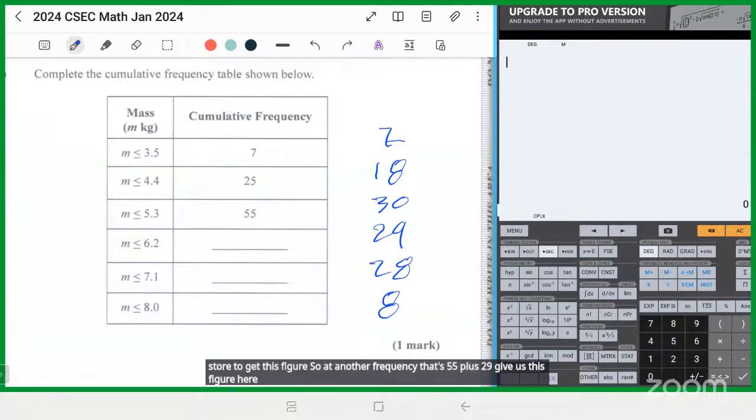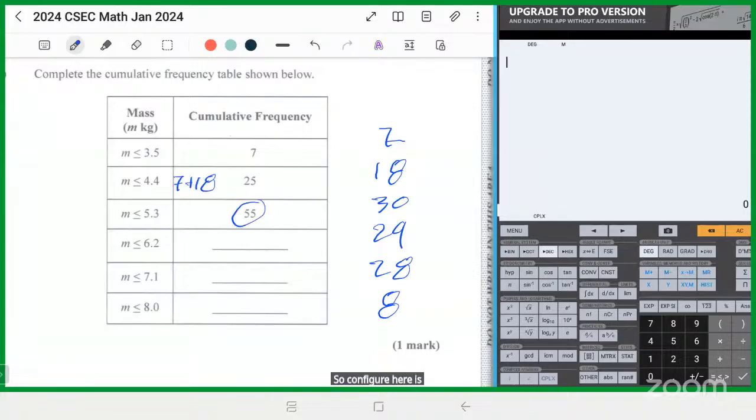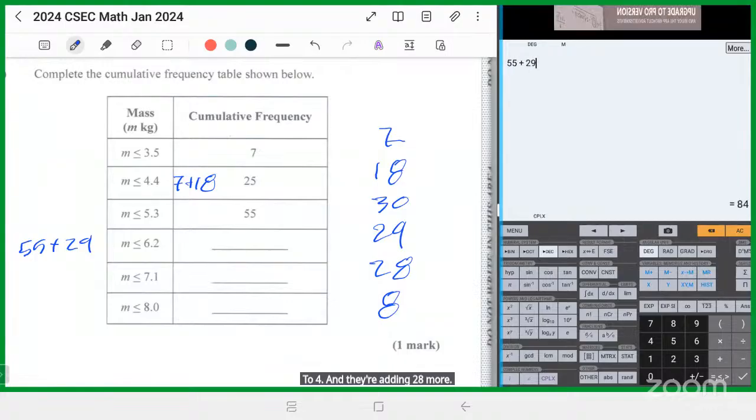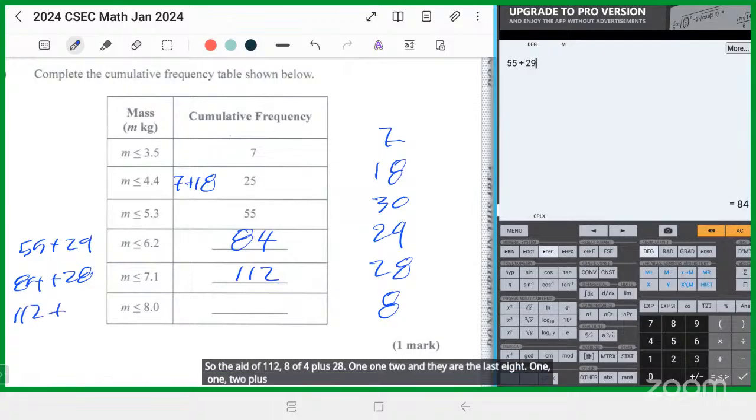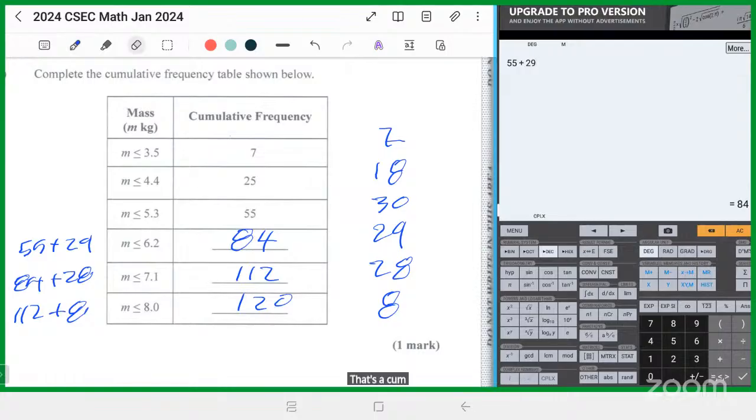We'll put it over here. So the figure for here is the 55, and you're adding 29 to that. So it's 55 plus 29, 84. And then you're adding 28 more. So 84 plus 28 is 112. And then you add the last 8. 112 plus the 8 gives you the 120. So those are the figures right there. That's the cumulative frequency values.